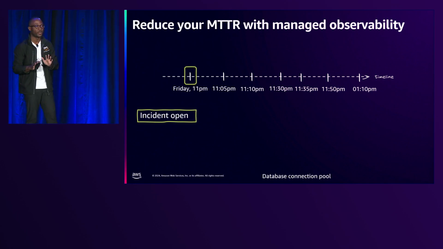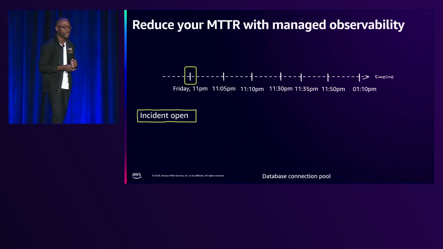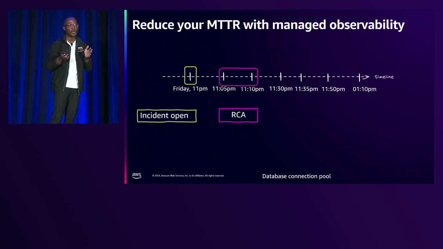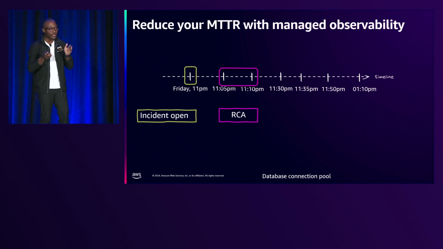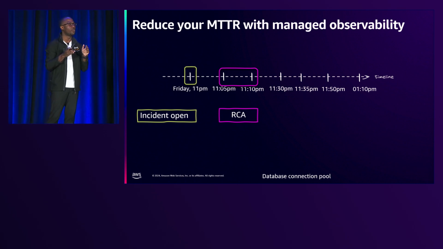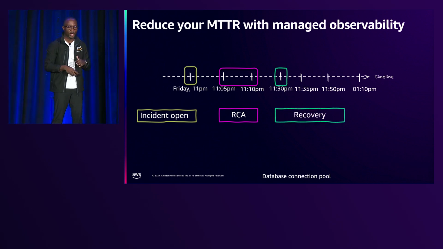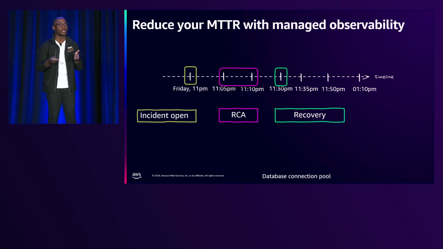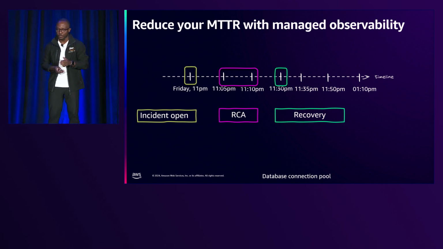So this is an example, not necessarily how this will happen, but let's say an 11 p.m. incident is open, and then you take a little bit of time to find the root cause. You focus on your application, and then we will point you to what are the signals that you should look at, and then you close the incident. So smaller time, reduce the mean time to recovery by focusing on what you need to build, your application.